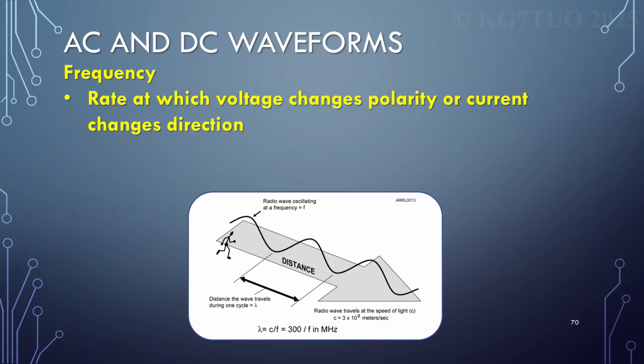The frequency is the rate at which voltage changes polarity or current changes direction. Just memorize it. The frequency is the rate at which voltage changes polarity or current changes direction. The unit of measurement for frequency is hertz. You can remember this because Hertz has a high frequency of their customers being arrested for stolen cars.